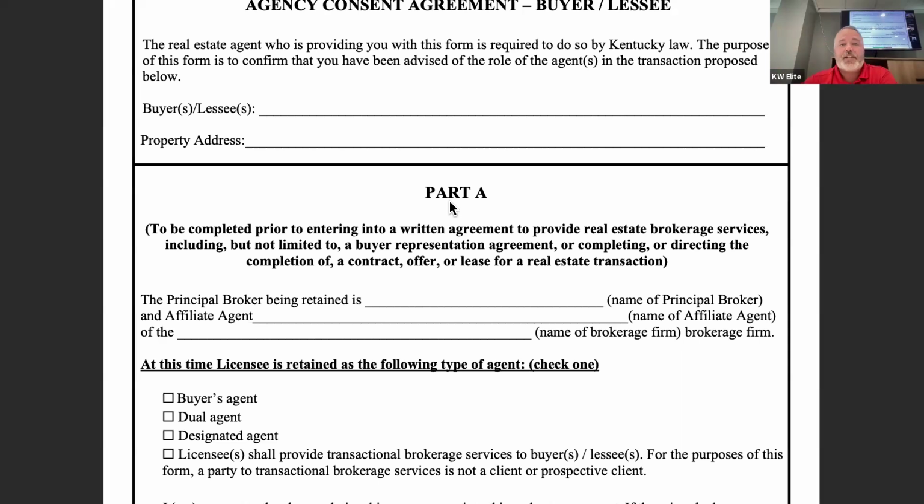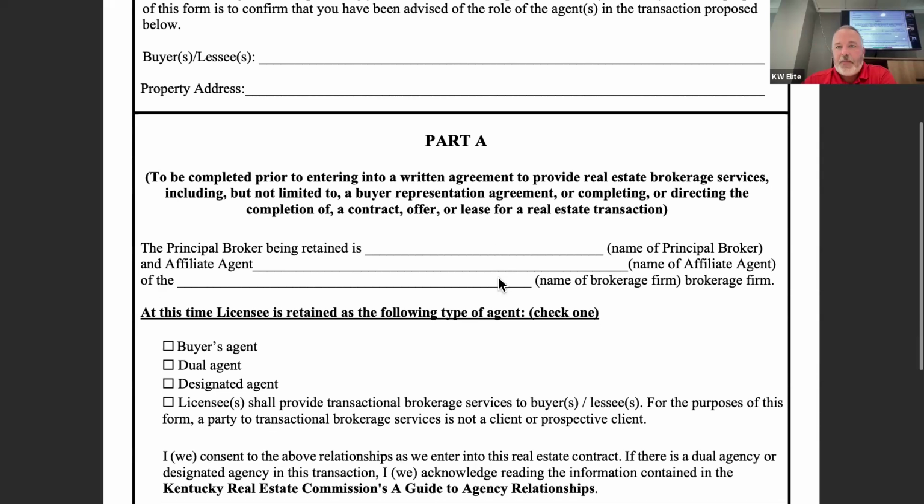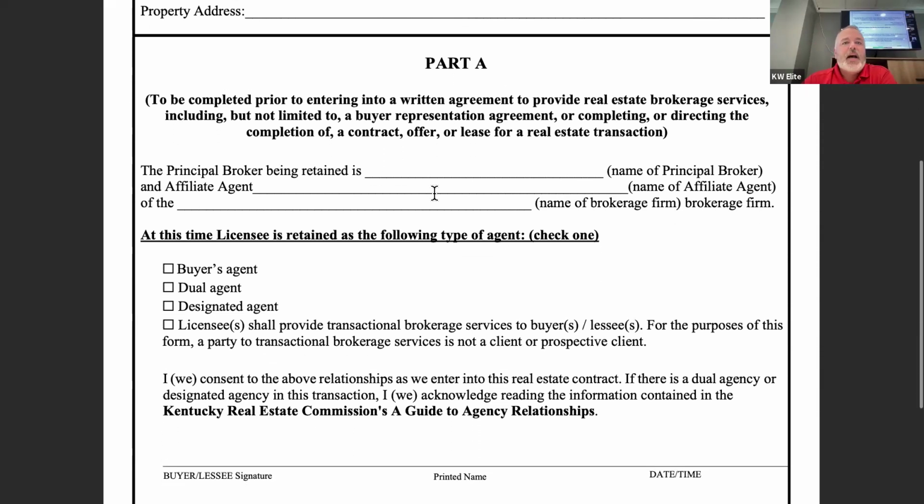This is the second form that you're going to fill out. You're only going to fill out part A at this time, by the way. So it says to be completed prior to entering a written agreement to provide real estate brokerage services, including but not limited to a buyer representation agreement or completing or directing the completion of a contract, offer, or lease for a real estate transaction. So in any way, shape, or form that you're representing somebody, this needs to be filled out. Part A means you haven't found a property yet. Part B is once you found a property, just to be clear on that.